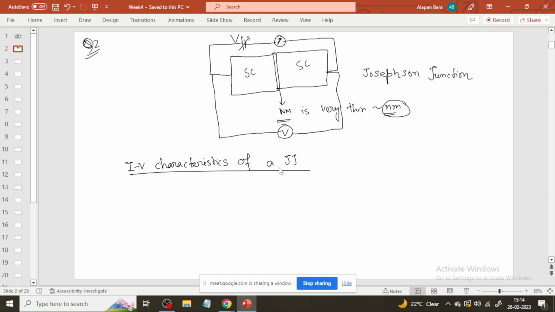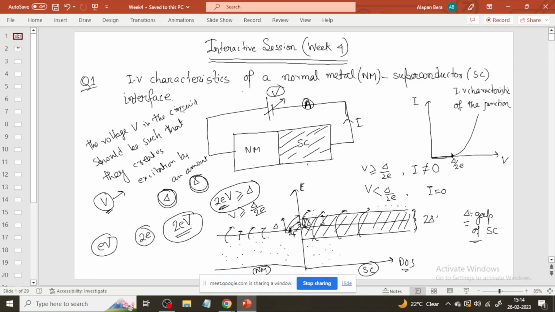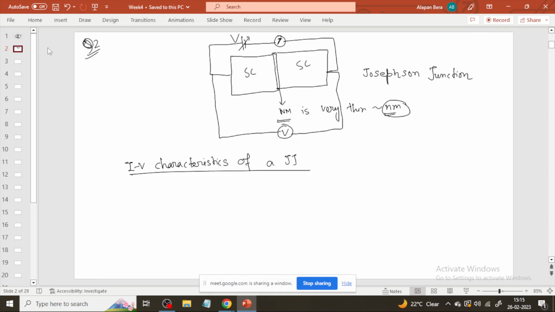So in contrast to the normal superconductor interface, in the case of a superconductor Josephson junction, we will see that without applying a voltage, on the voltage axis, we already get some current flowing in the circuit. Okay, we don't have to apply an initial voltage. We already get some current, called the critical current, flowing in the circuit. We will observe.